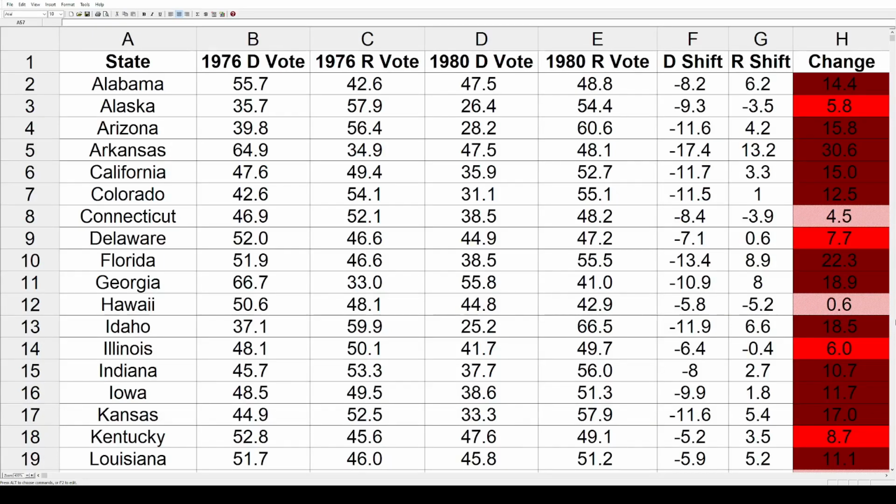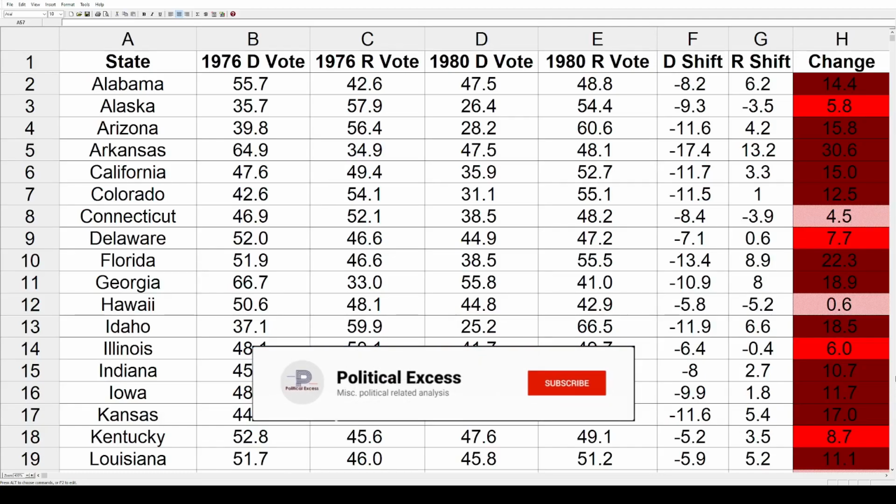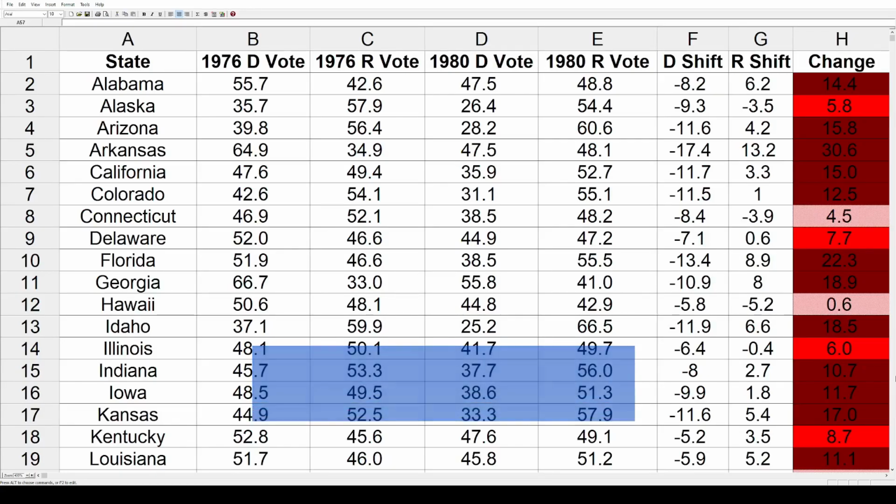Today on Political Access, we're going to take a look at some more presidential shifts. This time it's going to be 1976 to 1980, and this is more or less going to compare how well Jimmy Carter did during his first run compared to his second. So here's the usual spreadsheet.